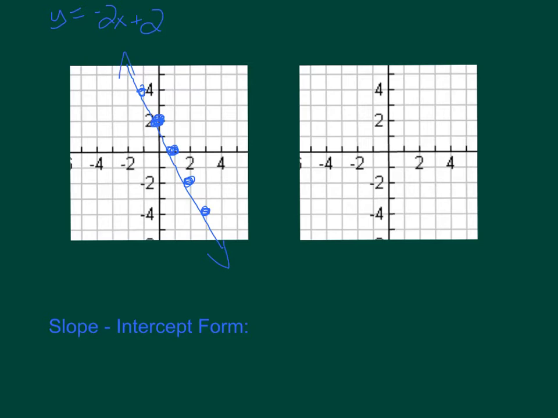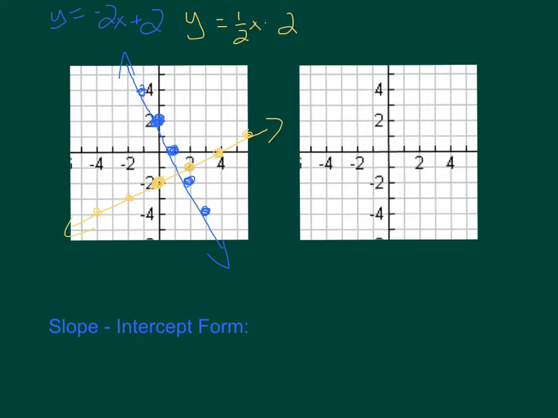Okay, and then I want you to graph the line y equals 1/2 x minus 2. That starts down 2, since the y-intercept is negative 2, and it goes up 1 and right 2. Up 1, right 2. Or down 1, left 2. And connect the dots there.